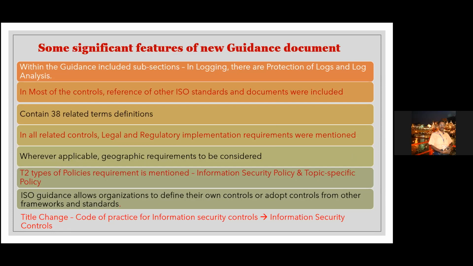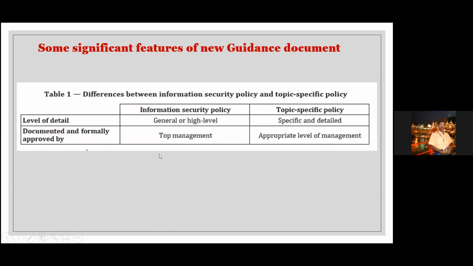Now, ISO allows the organization to define their own controls, depending upon the local conditions and local legislations, and adopt other controls from other frameworks and standards also. And primarily, the title of the document has been changed from Code of Practice to simply Information Security Controls. So this is a wider coverage and general understanding when we go for implementation of these particular controls. This is the information security policy and topic-specific policy.